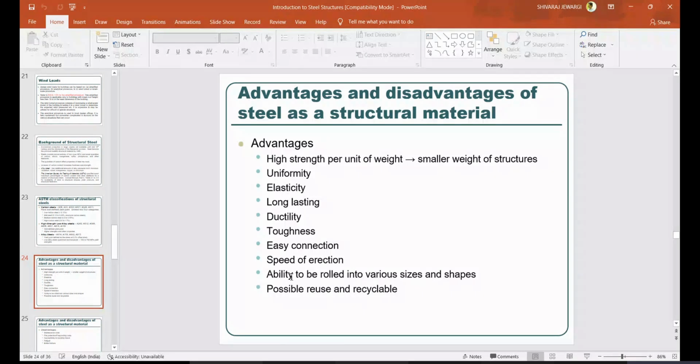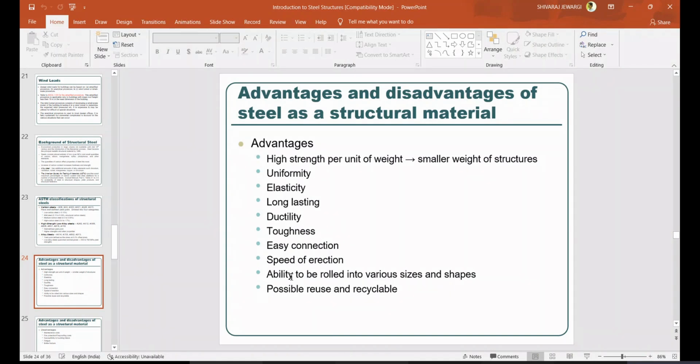Since it is very ductile in nature, right, we can make it into any shape and any size, right? So that is very important. And as you know, steel structures have very good fatigue strength. Fatigue strength means that if you subject it to a number of repeated loads, it will definitely withstand them, showing very good fatigue strength against the load.